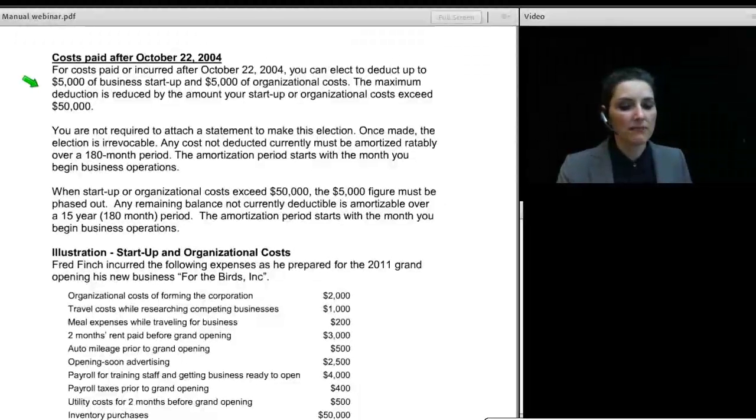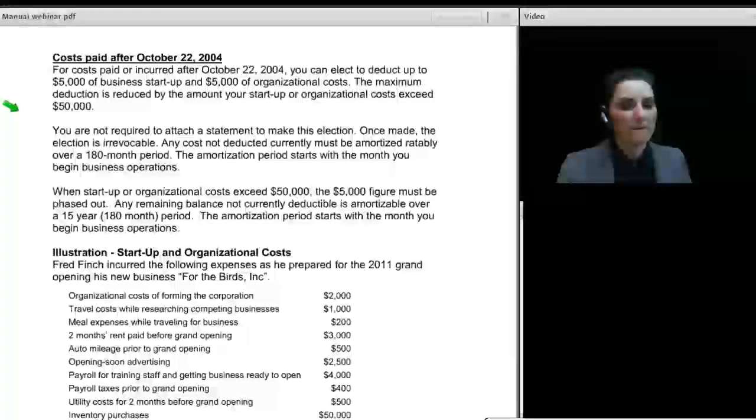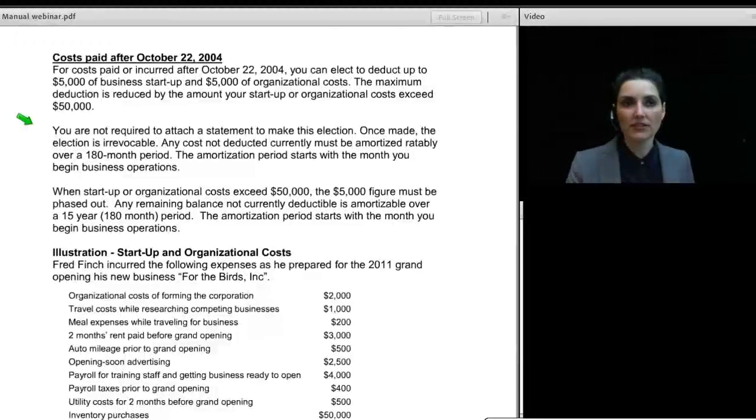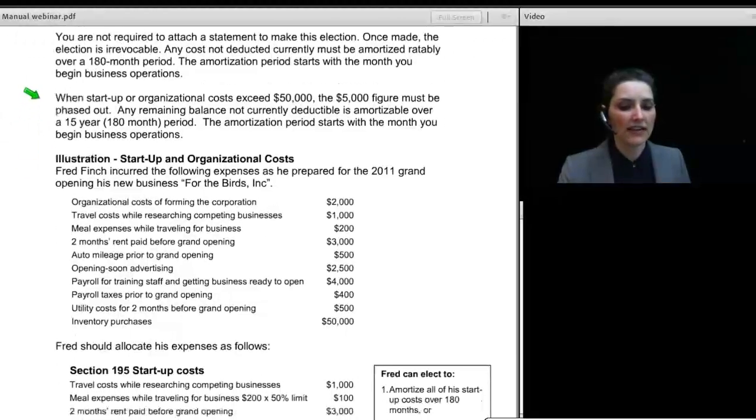So if you incur startup costs after October 22, 2004, you can elect to deduct up to $5,000 of startup costs as well as $5,000 of organizational costs. The maximum deduction is reduced by the amount by which your organizational or startup costs exceed $50,000. So if your small business spent more than $50,000 getting ready to open its doors for business, you would not be able to claim a full $5,000 deduction. But if you spent $50,000 or less, you can deduct up to $5,000 in that first year, and then you amortize what's left over 180 months.